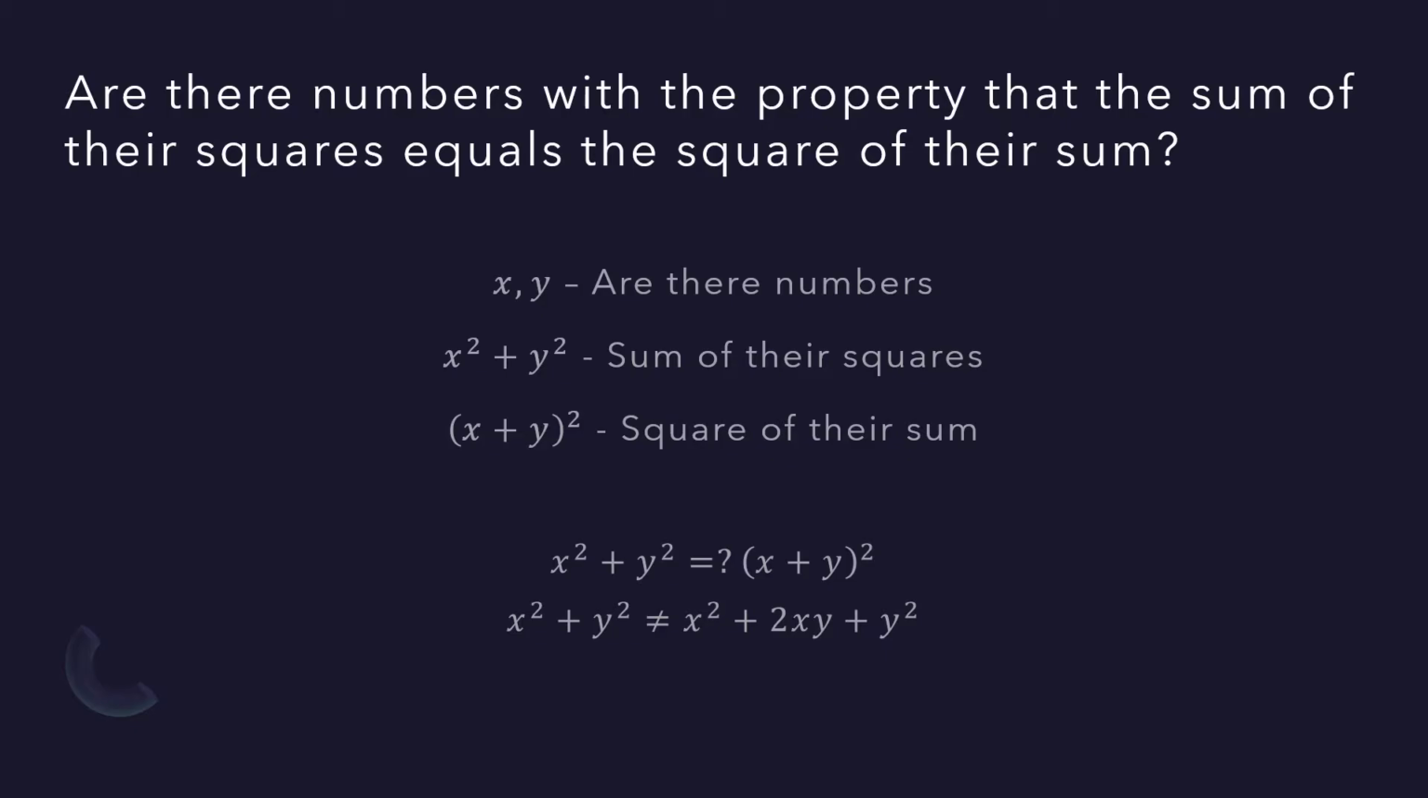Kasi meron tayong sobrang 2xy. If 2xy is not there, kung wala tayong 2xy, then it will be equal. However, that's not the case. So hence, there are no numbers and this one is false. Okay, so yung proposition natin sa taas na are there numbers, so sagot dyan is none, or basically false, kung statement siya, magiging false siya.